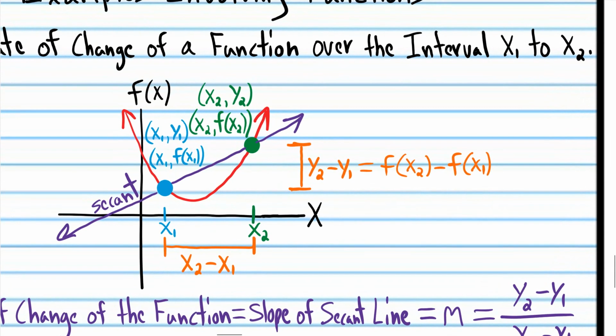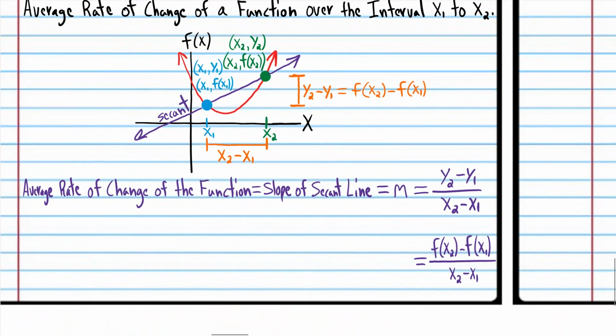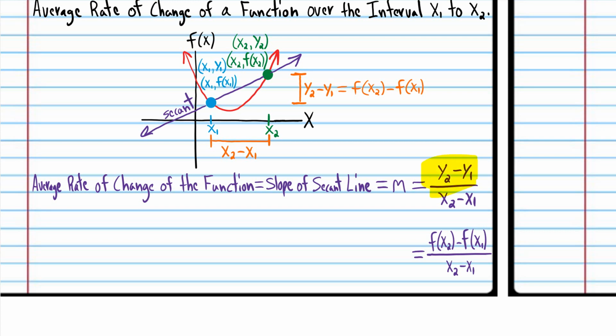The average rate of change is defined to be the change in the y values of those points divided by the change in the x values. So the change in the y values is y2 minus y1, and the change in the x values is x2 minus x1, and that's the slope of a line that goes between those 2 points, and we call that line the secant line.